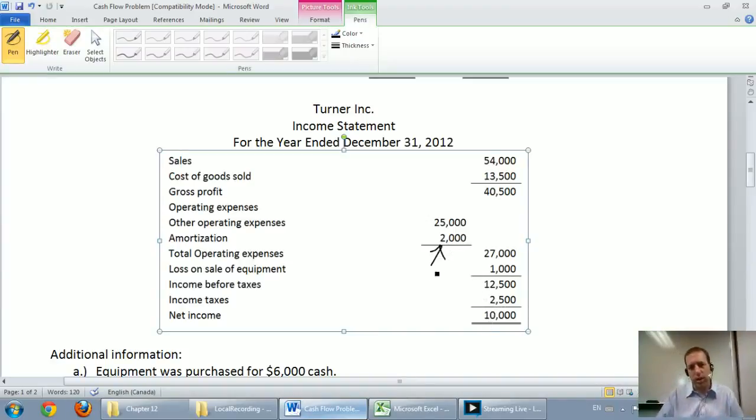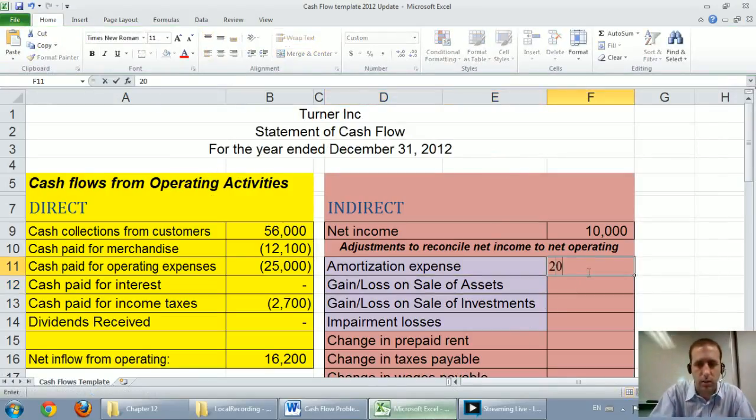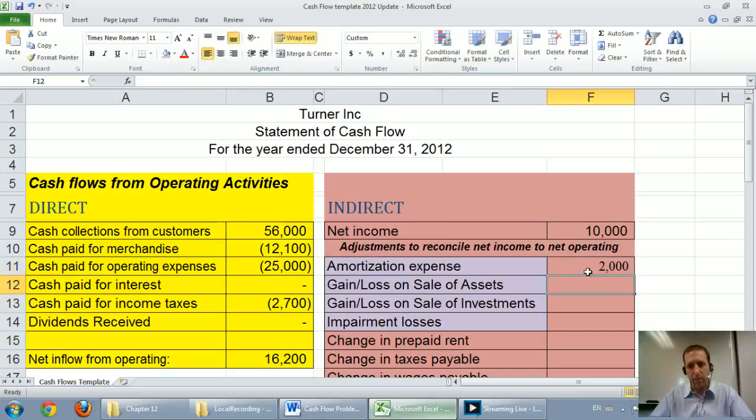We're saying, oh, we shouldn't take out the $2,000 if we're looking for cash flow. We're going to add it back now because it shouldn't have been taken out in the first place. So that's why these 4 are kind of opposite. So again, we add back our amortization. I won't put that in a negative.